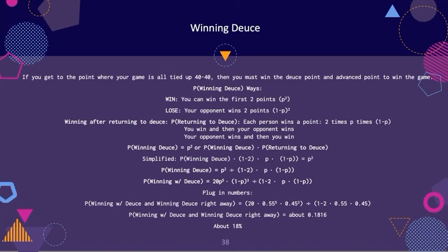When you win after returning to deuce, the probability of returning to deuce, which is each person wins a point, is 2 times p times 1 minus p. You could either win and then your opponent wins, or your opponent wins and then you win, which is returning to deuce both ways. So what you would do is p squared divided by 1 minus 2 times p times 1 minus p. Multiplying by 20p to the third times 1 minus p cubed, when you plug in the numbers, you would get about an 18% chance of winning with deuce right away.